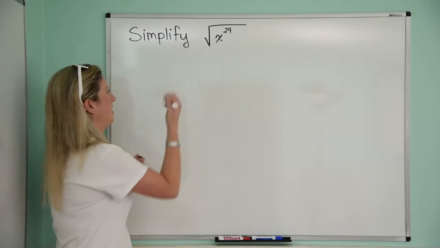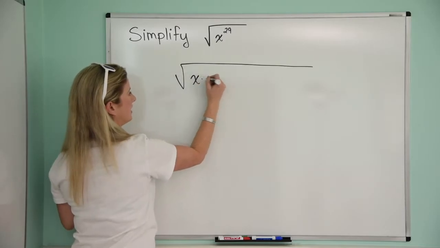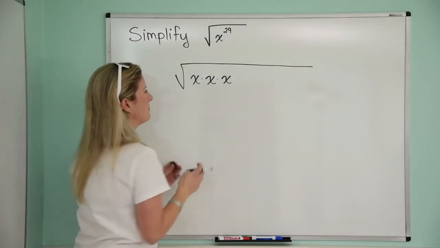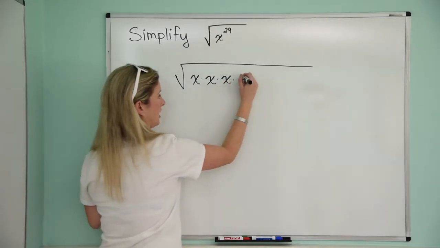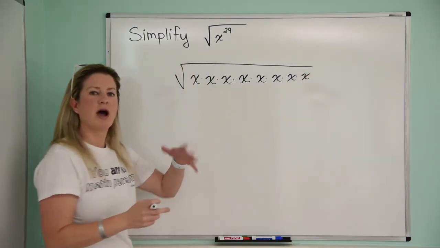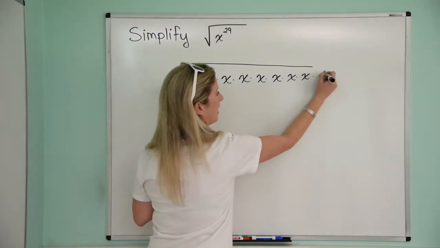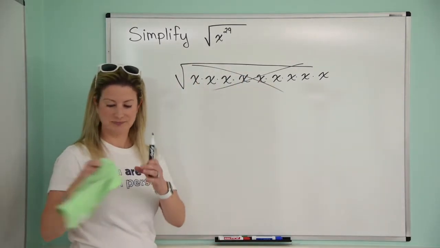So if I were to sit there and write, I could do it this way, okay? I could write x to the 29th, because that means it's x repeatedly multiplied 29 times. I could write 29 x's out, right? But that would take forever. So you're probably wondering, is there another way? And there is. So that's what we're going to talk about today.